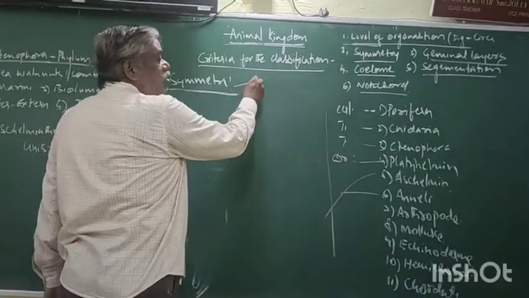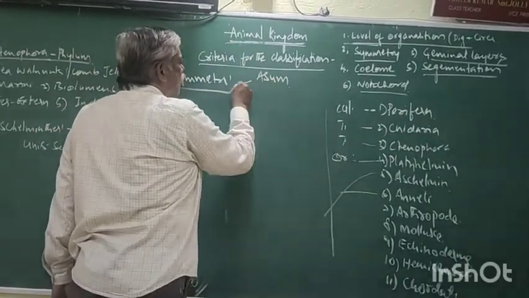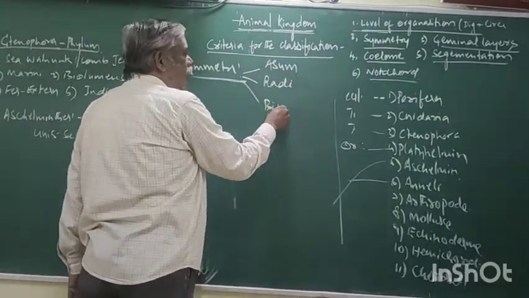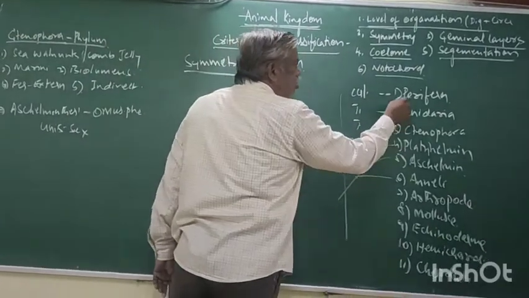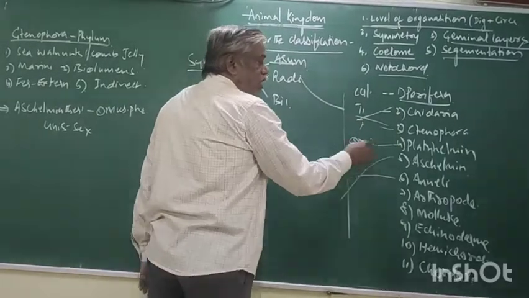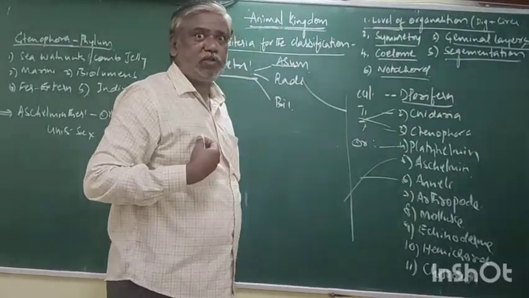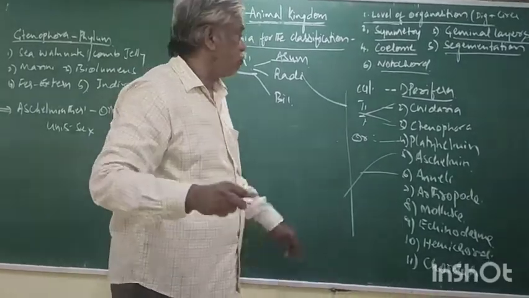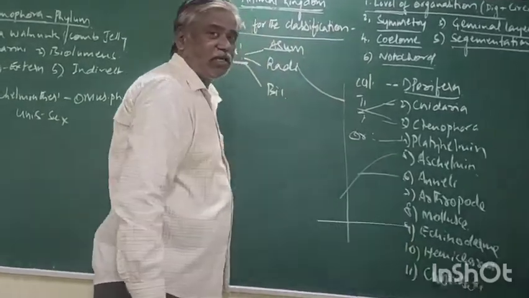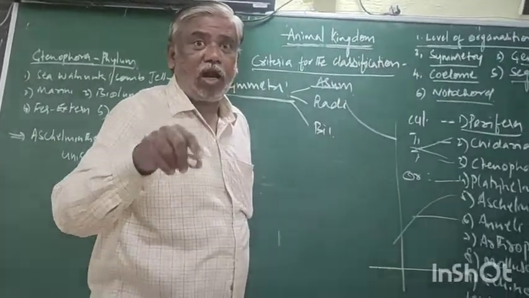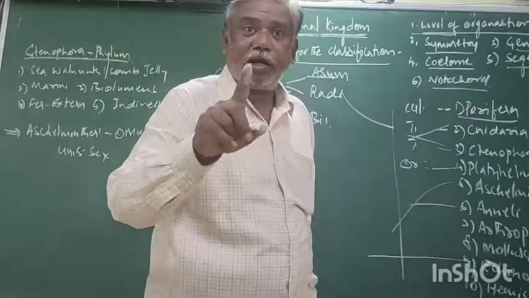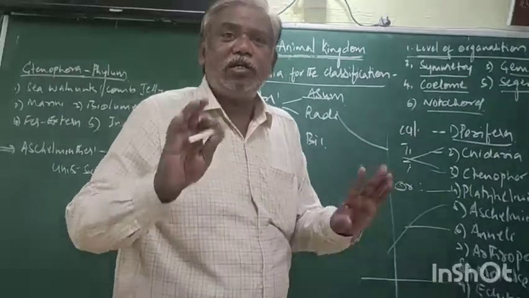That means some are asymmetrical, some are radially symmetrical, some are bilaterally symmetrical. Asymmetry example, Porifera. Cnidaria is radial symmetry. Our symmetry, bilateral symmetry. This bilateral symmetry first appeared in flatworms, except echinoderms. In echinoderms, the embryo and the larva show bilateral symmetry, but the adult shows radial symmetry or pentaradial symmetry.